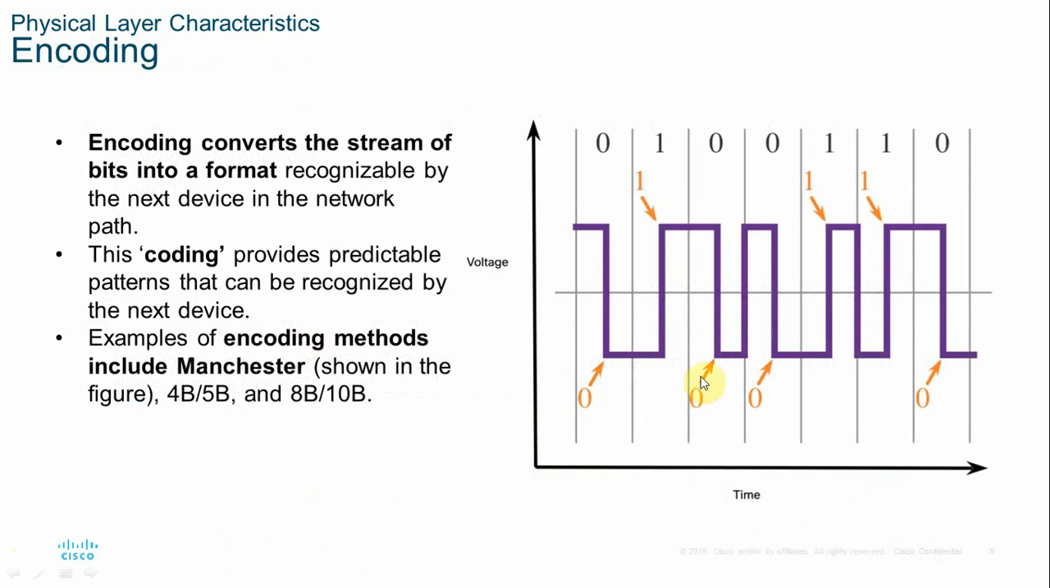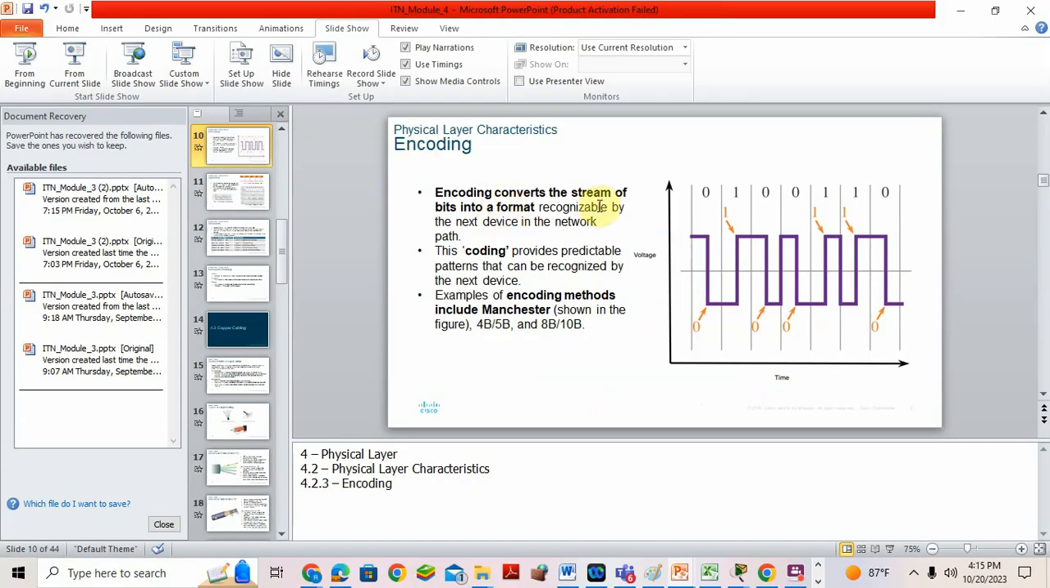Now, what is encoding? Encoding means converting the data into a coded format. That is, converting the binary into a coding format so that the other computer, the next device, understands. Encoding means converting a stream of bits, or binary, into a format understandable by another device.